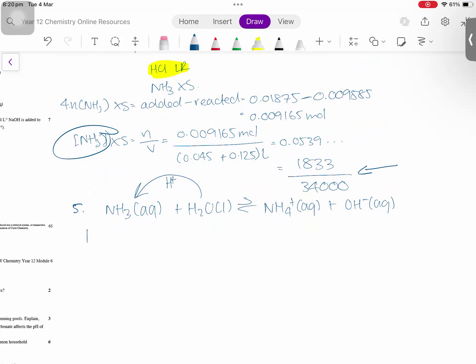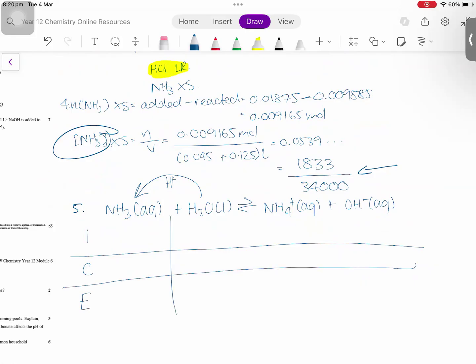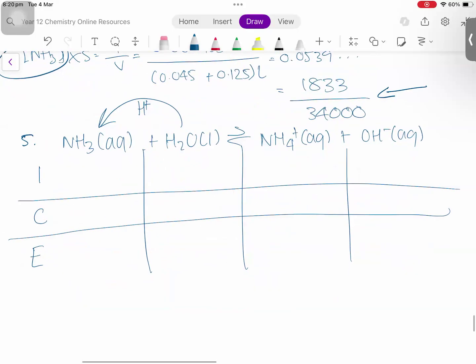ICE. My ending of my first reaction starts my second reaction. Whatever's left over after my first goes into my second. So my leftover concentration after my first reaction is the start of my second reaction, 1833 on 34000.